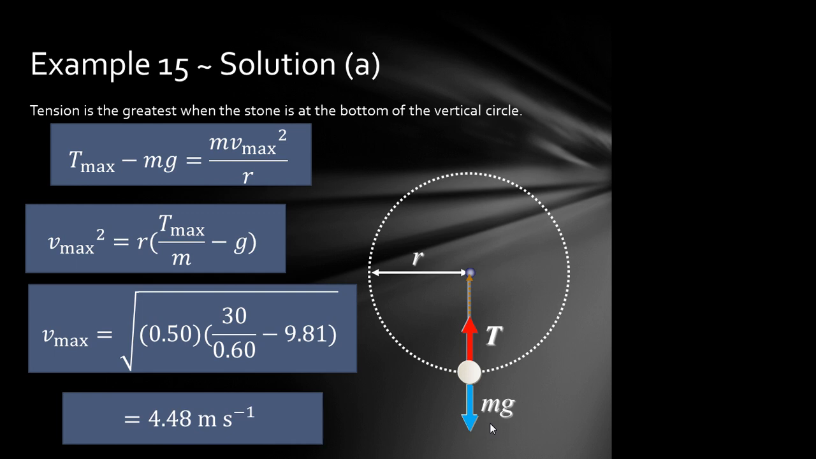This is the maximum speed. What happens when my speed exceeds this speed? It will break. When this speed is large, the numerator becomes larger, so this T max must become larger. But T max is already the maximum tension. It can't deliver any larger tension, so it will break.